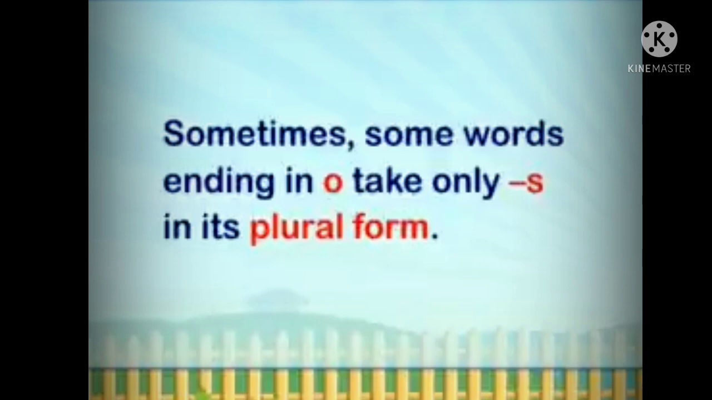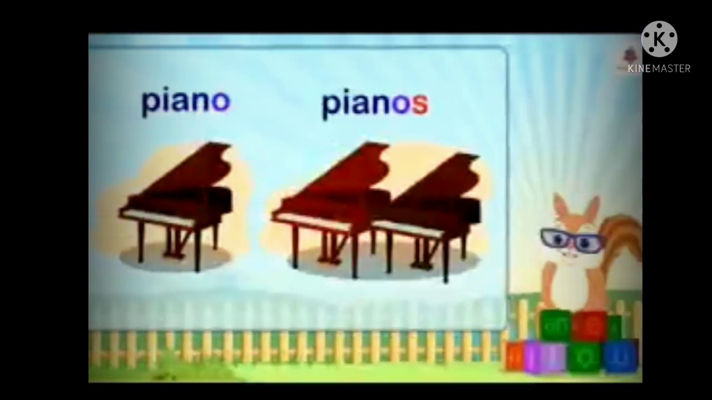But sometimes some words ending in o take only s in the plural form. Example, piano. Now see the spelling of piano. It is ending with o. If we change it to plural form, we add only s. Pianos. Like photo, photos, video, videos. We add only s.